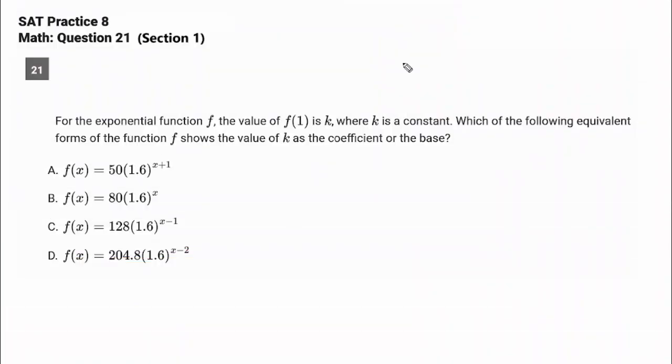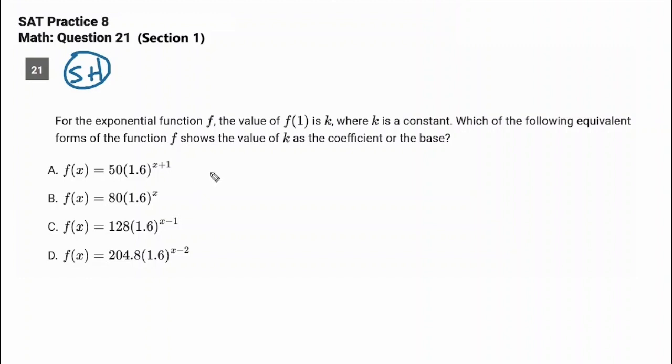We're on SAT Practice Test 8, Math, Section 1, number 21. What's the level of difficulty here? It's hard. For most people, it's going to be stupid hard because they're going to see this term coefficient. They're going to see these exponent terms. They're going to freak out. But guys, this problem is very simple.